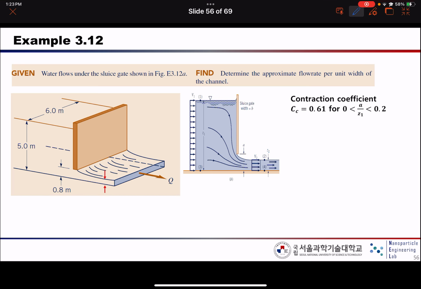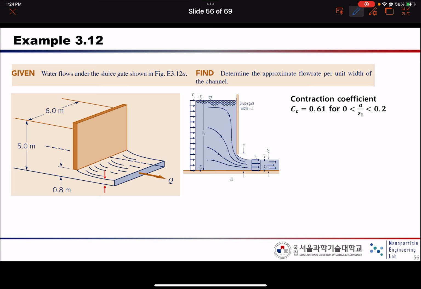Okay, so here is another example to solve the gate, dam problem. Okay, so let's solve this example together. So please stop the video and think about this problem by yourself, and then come back to this problem and let's solve this example together.